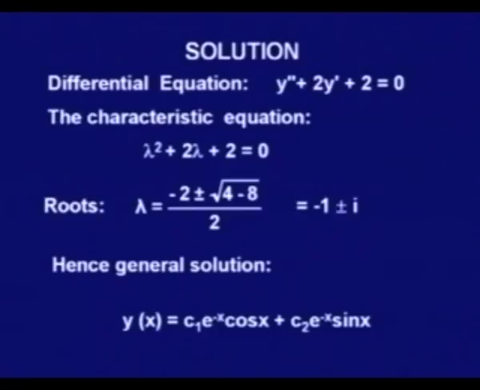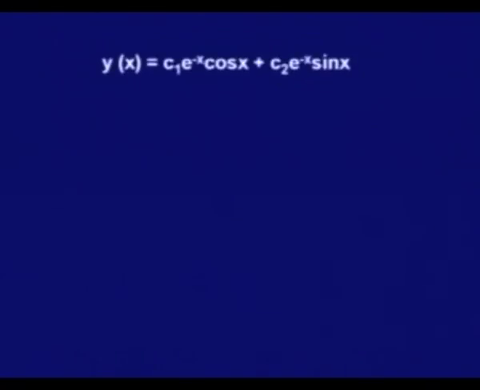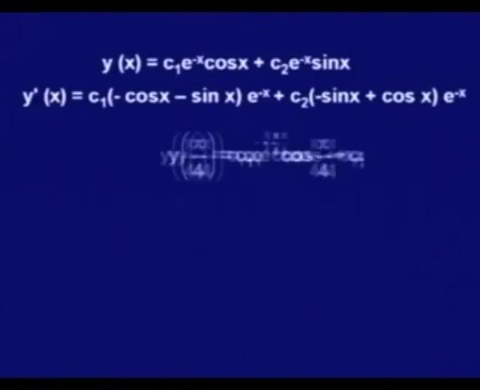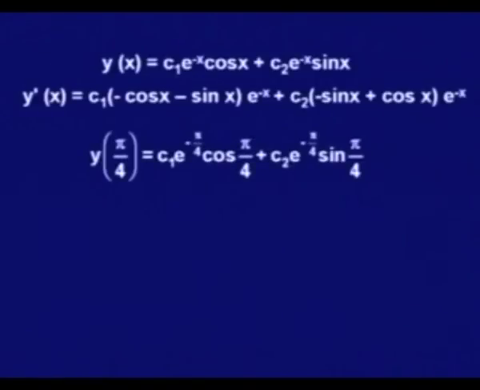Now, for the particular solution we have to find the values of c1 and c2. For that we have to use the initial conditions. So, we will find y dash of x. Y dash of x is c1 e to the power minus x cos x, its derivative would be minus cos x minus sin x times e to the power minus x. Similarly, it would be c2 times minus sin x plus cos x, times e to the power minus x. Now, the initial conditions are given at pi by 4. So, what will be y at pi by 4? I will put the value of x as pi by 4.